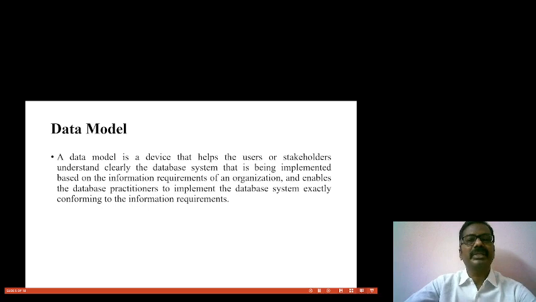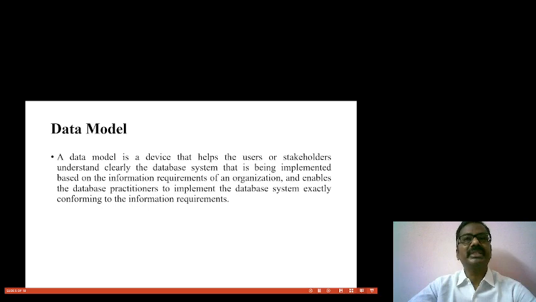A data model is a device that helps the users or stakeholders to understand clearly the database system that is being implemented based on the information requirements of an organization. Just now I explained, consider the banking scenario. Whatever concepts are there, whatever services the bank is going to offer, all those things have to be properly represented by means of a model diagram.